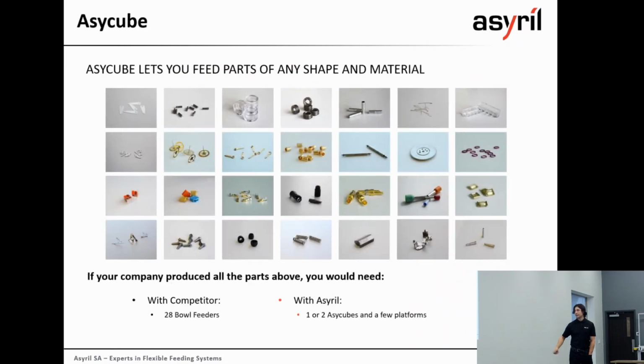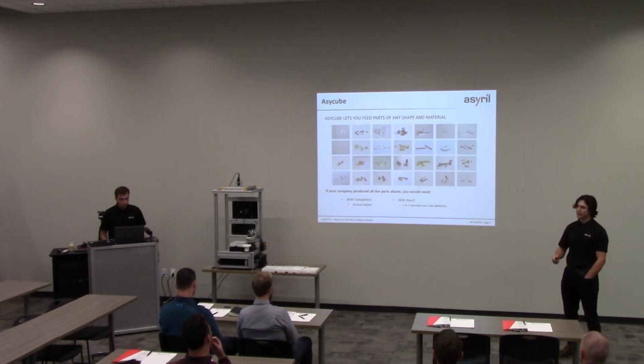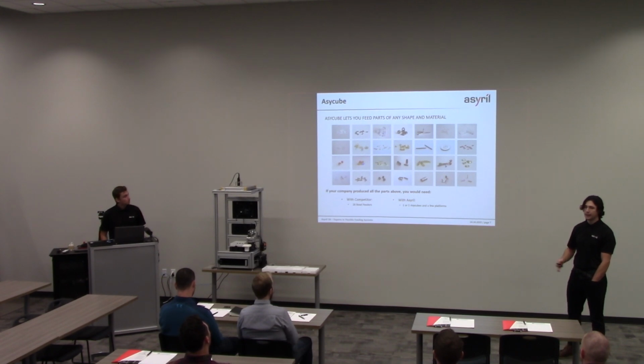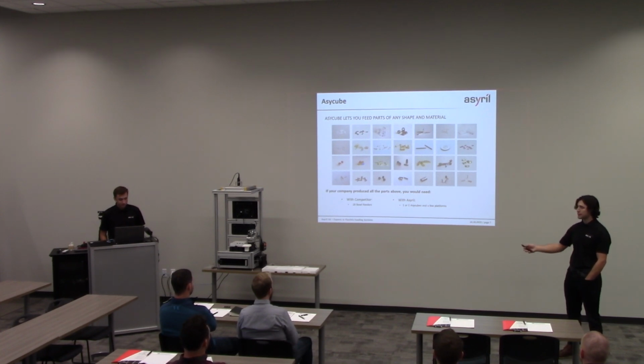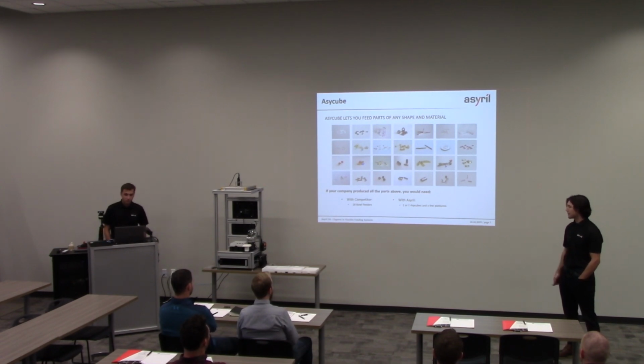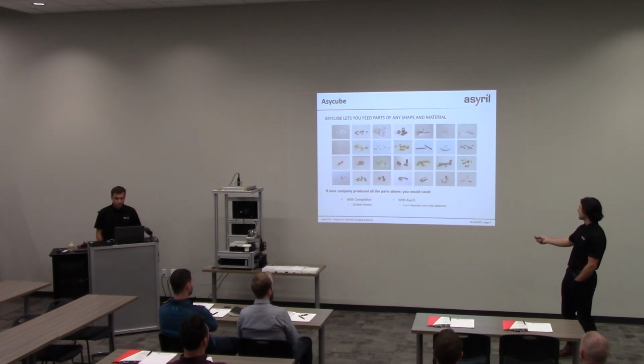We like to think that we can feed just about any part. This is why we do feasibility studies. We would like to do our best to prove that your part can be fed and automated using the Asyril system. So as you can see here, this is a large SKU of different parts. And in the old days, it would take 28 bowl feeders to align these parts for an automated process. With the AsyCube systems, 3-axis vibration, we can do that with a single system. Can feed all of these parts without issue.